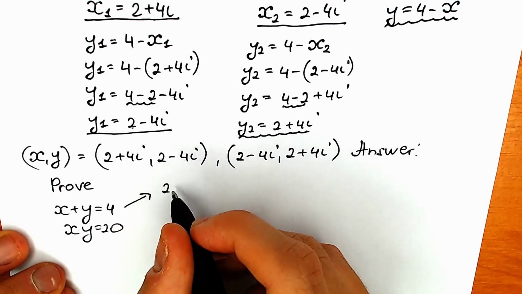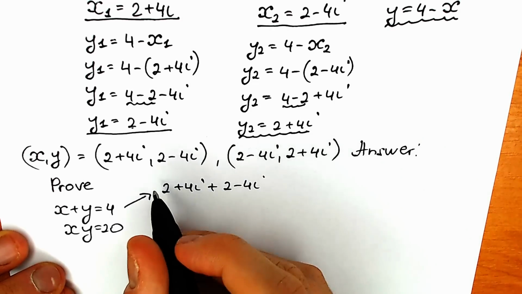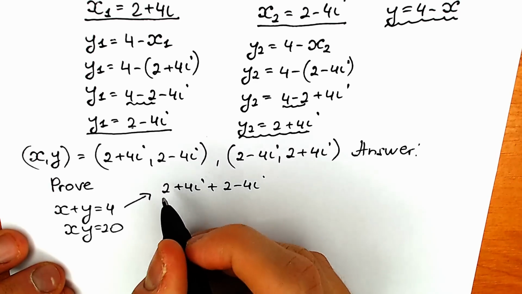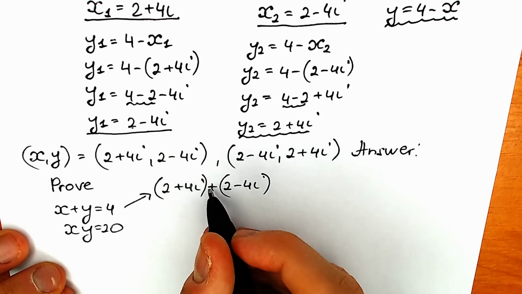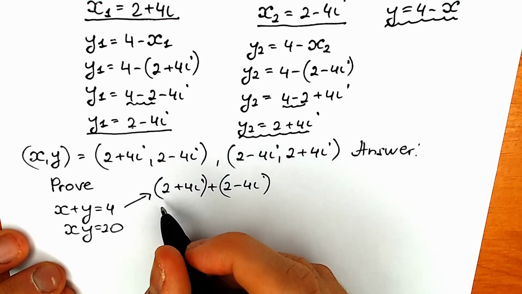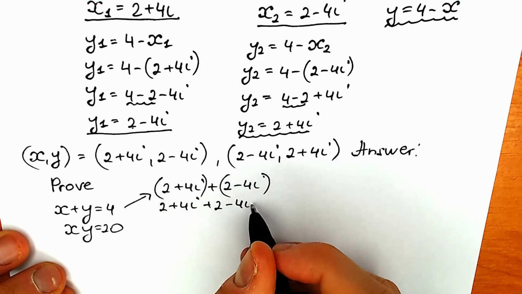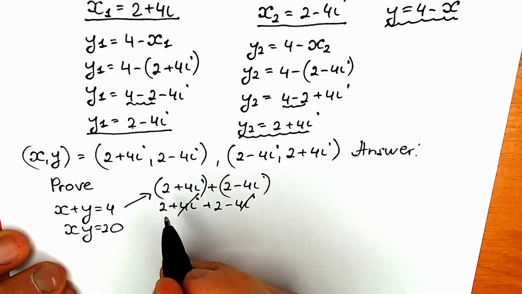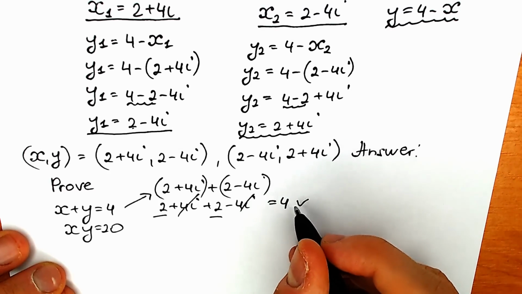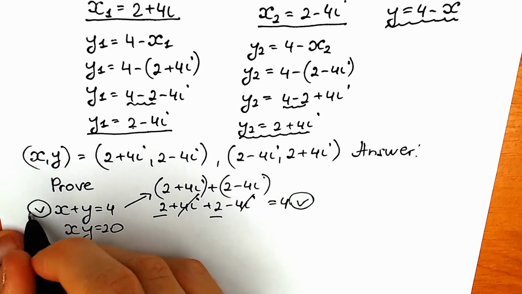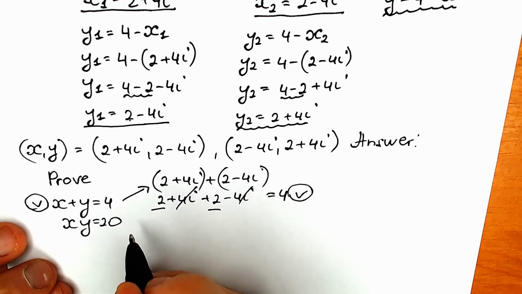So as a result, we have 2 plus 4i plus 2 minus 4i. We can easily write it with parentheses, but we don't have a subtraction here. We have addition, so we can easily get rid of these parentheses. So we have 2 plus 4i plus 2 minus 4i. We can easily cancel this imaginary part, and as a result we have 2 plus 2, which is equal to 4. So really great, everything is correct. And right now let's check our second equation.